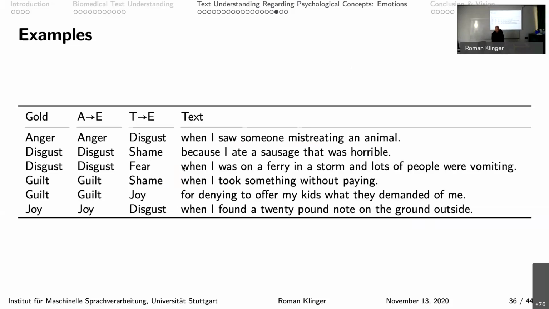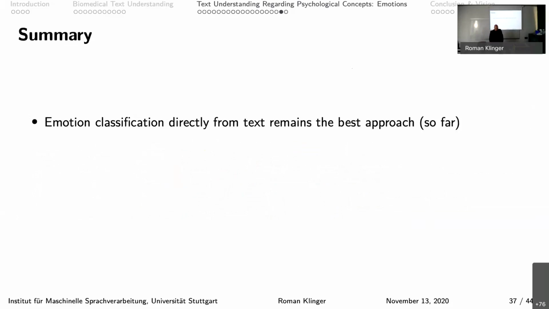And one of my favorite examples: "when I was on a ferry in a storm and lots of people were vomiting". Interestingly, the text-based classifier doesn't see the vomiting. Perhaps it's just not been there too often in the corpus. However, it recognizes storm, probably says this is about fear, while the appraisal classifier is able to correctly predict the emotion here.